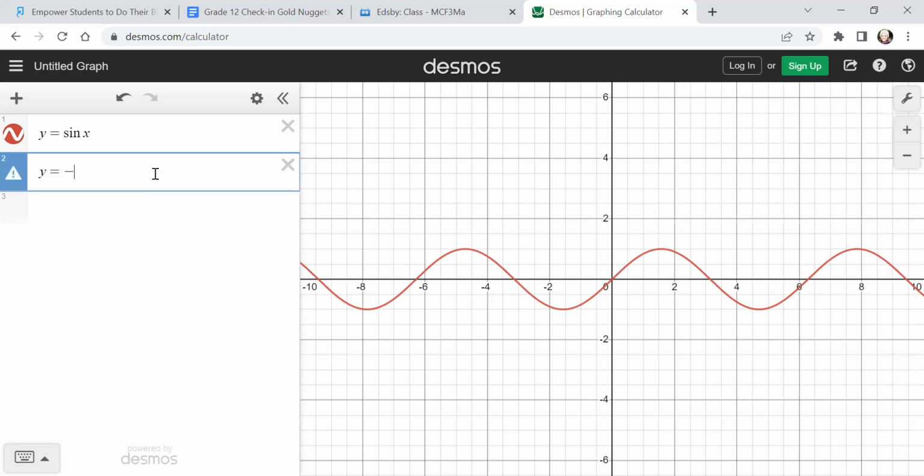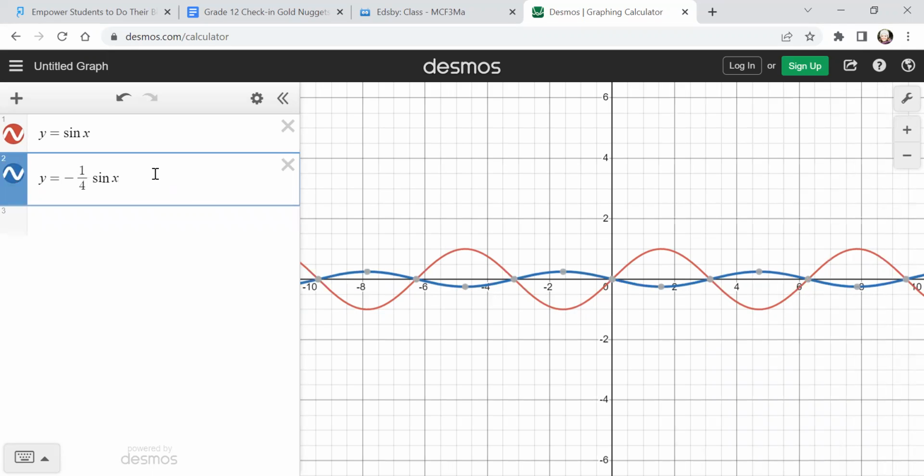If I put in a -1/4 sine x, look at the blue one. Okay, it might be harder to see here, but how do I know it's reflected down? Start at 0. It's probably your easiest. If you look at 0, what happened to the red initial graph from 0? Where did it go? Up. Look at the blue one now. From 0, where did it go? Down. So that's how it's reflected.